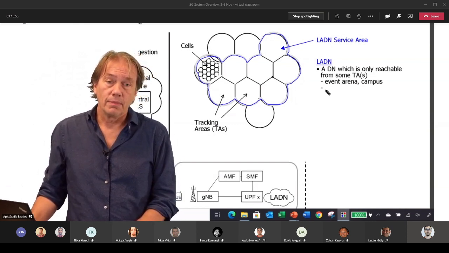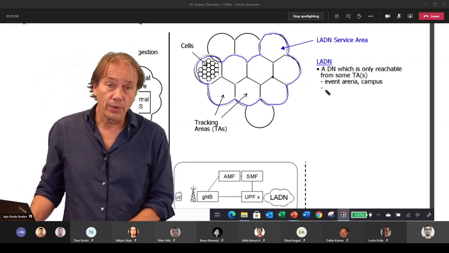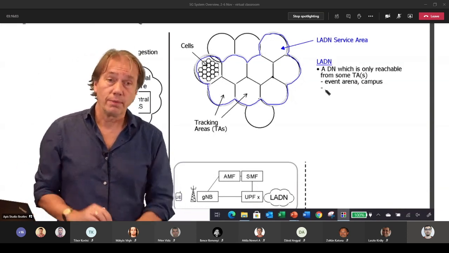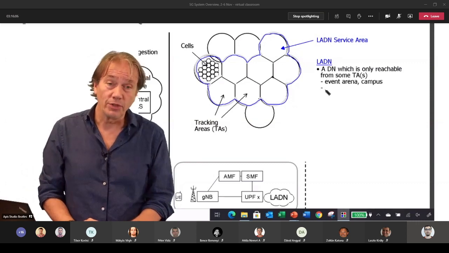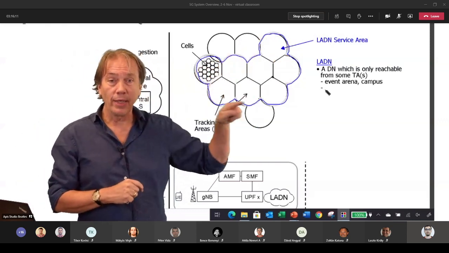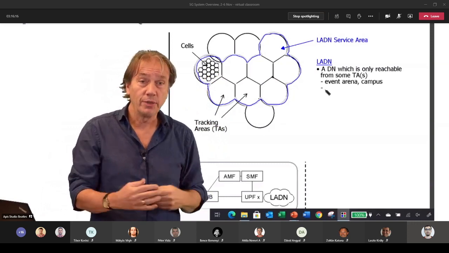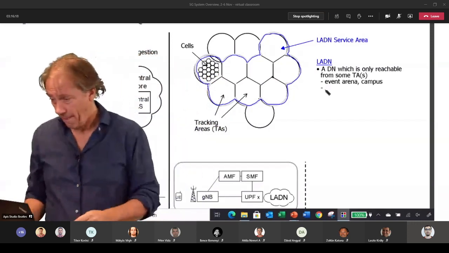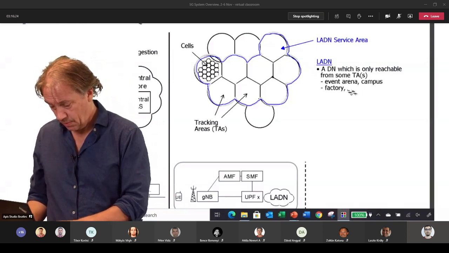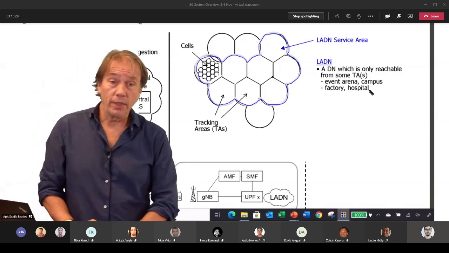A factory data network, and for not least security reasons, the UE needs to be inside this blue area in order to connect to the factory production data network. Or a hospital, if you like.